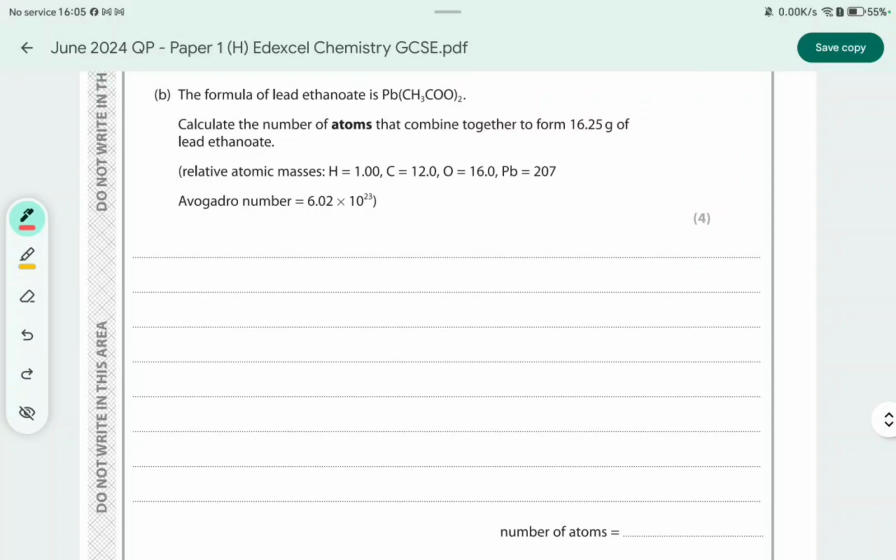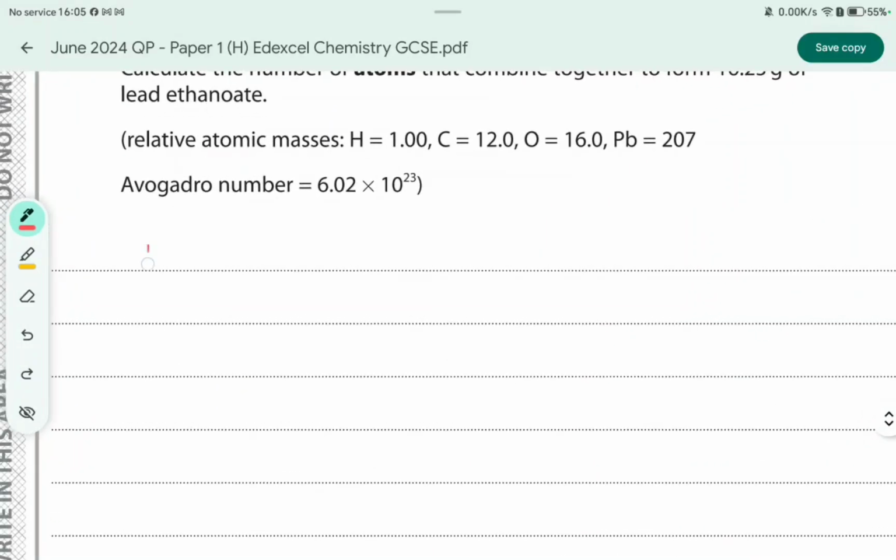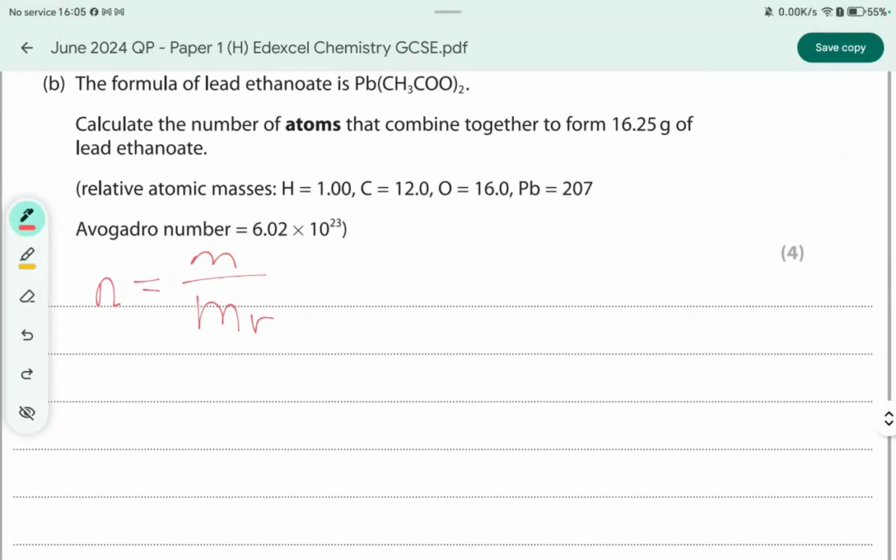The relative atomic masses are H is equal to 1, C is equal to 12, O is equal to 16, Pb is equal to 207, and Avogadro's number is equal to 6.02 times 10 to the power 23. So the first thing we have to do right now is calculate the number of moles. And remember, the number of moles is equal to the mass over the Mr, which is the relative molecular mass. But we need the total Mr.